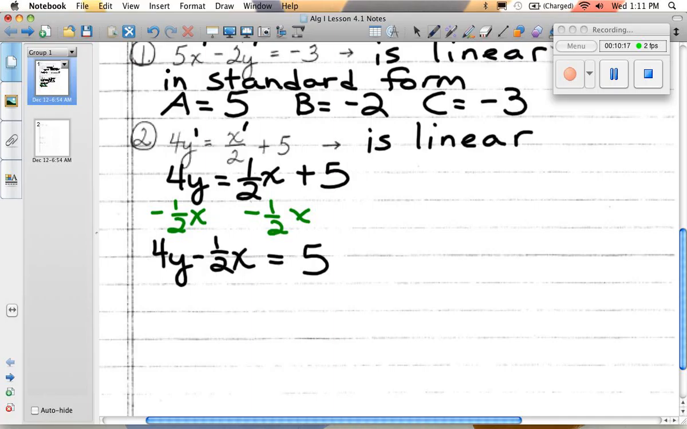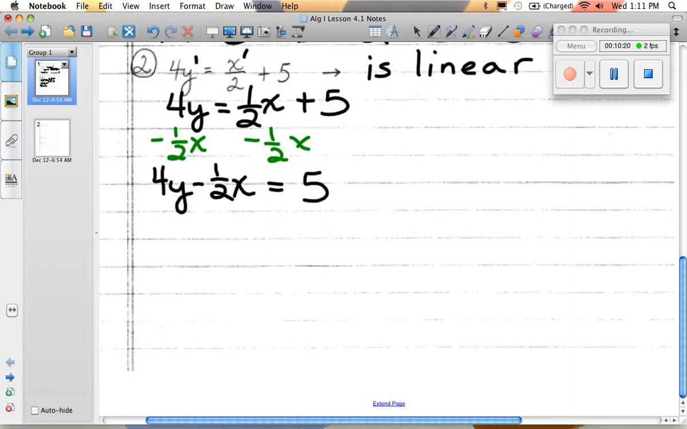But we probably still could do a little bit of something to this. What else could we do? We could add the opposite, and then the x and the y could trade places, because in addition they can, in subtraction they can't. So after we change it to add the opposite, then we can have x's and y's trade places, and bingo, it's in standard form.